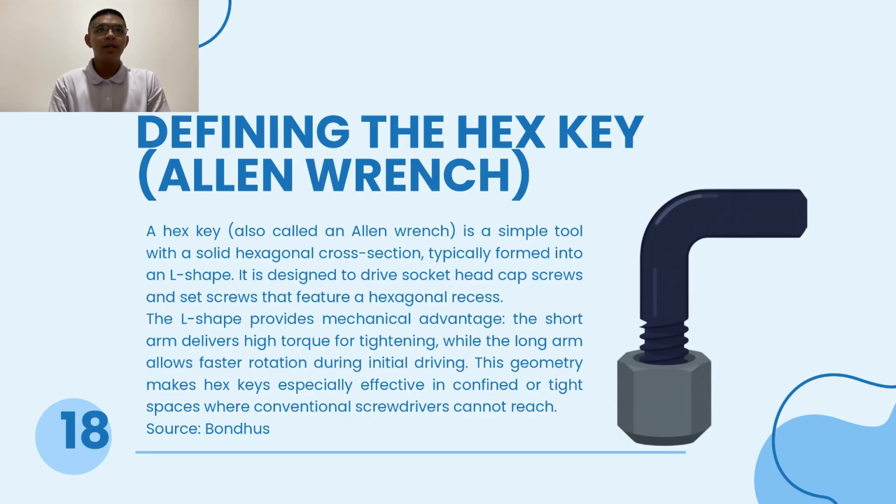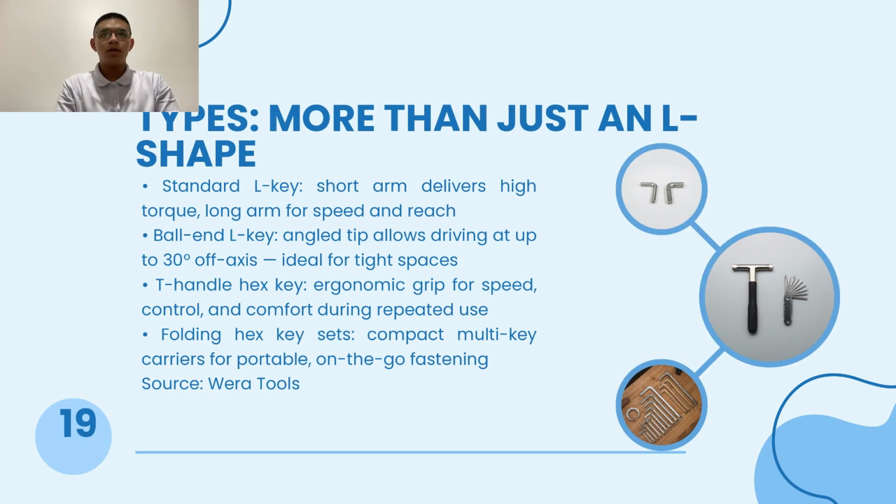The L shape provides a mechanical advantage where the short arm delivers high torque for tightening and the long arm allows for faster rotation during initial driving. This geometry makes hex keys especially effective in confined or tight spaces where conventional screwdrivers simply cannot reach. Hex keys come in various forms beyond the standard L shape.